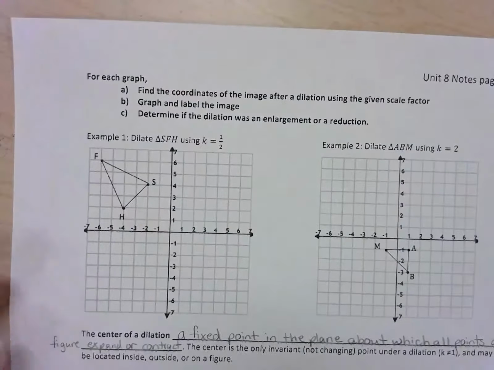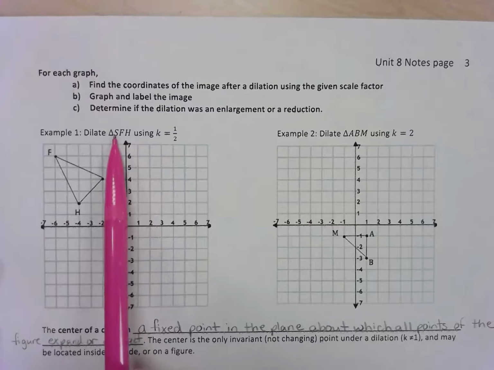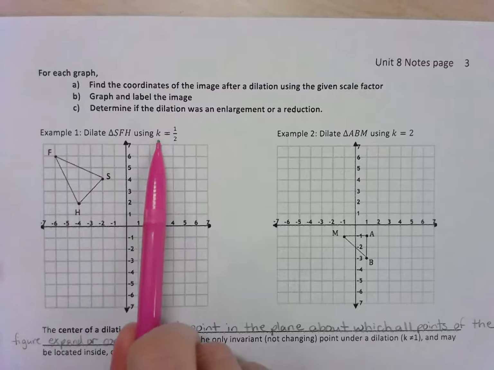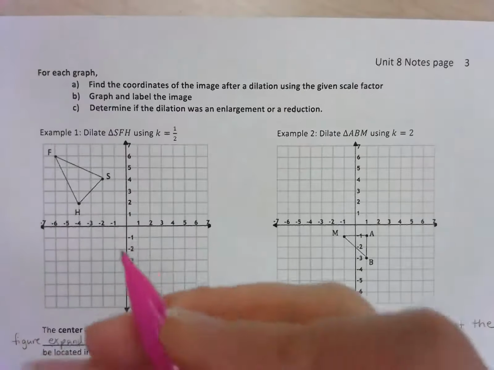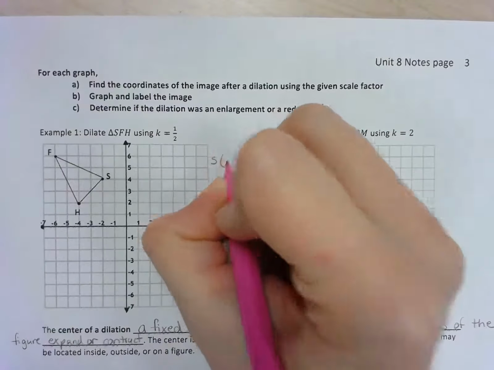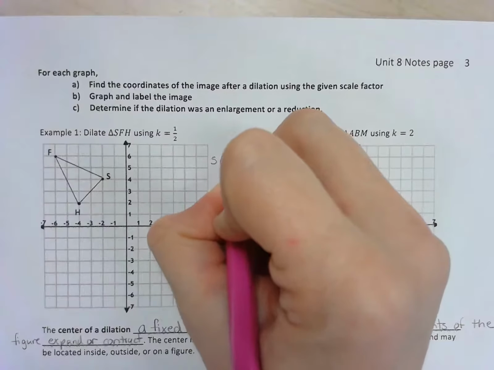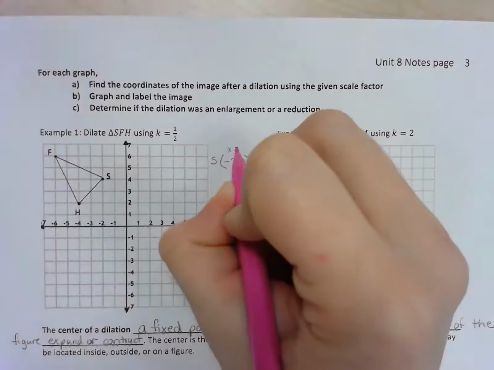So let's look at example 1. Here we're going to do a dilation of our triangle SFH, which we see on our graph, using a scale factor of 1/2. Before we can do that, we'll first need to list the coordinates of the given pre-image. First we have S, and that's at -2, 4. Remember, it's an X and then a Y ordered pair.